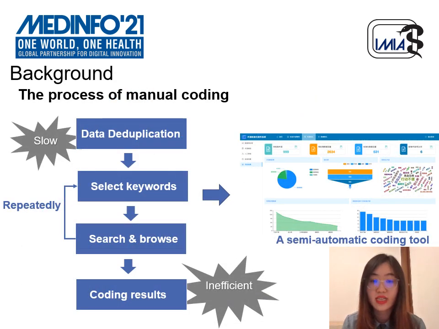Standardization of Chinese clinical data is a complex and time-consuming process, usually performed by trained coders. First, the coders remove all duplicate data to reduce the workload. Second, the coders select keywords from the clinical data based on experience. Then they search and confirm matching results from the standard.